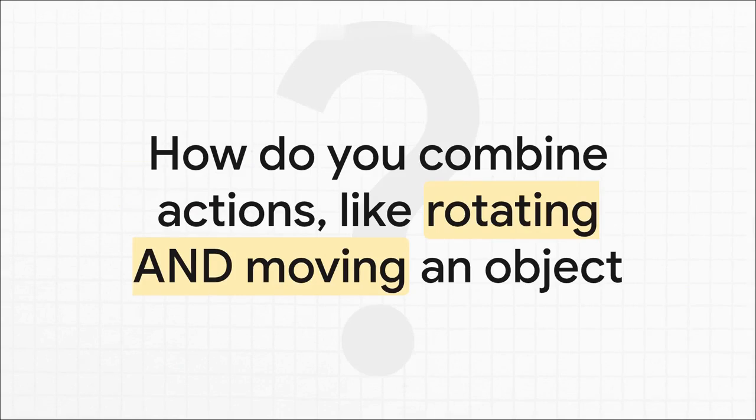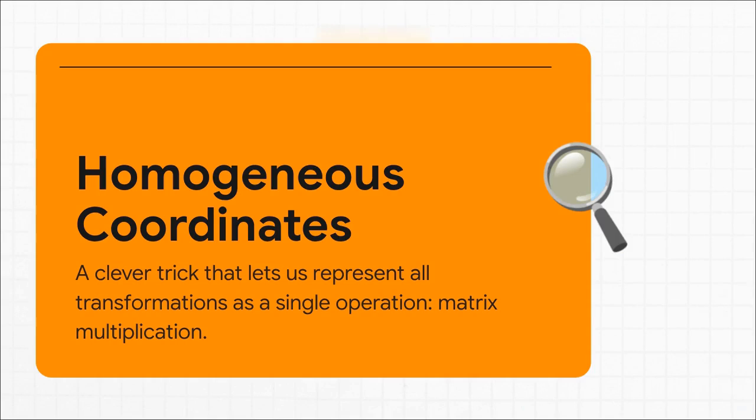But here's where we hit a snag. The simple addition we used for moving things around, it doesn't really play nice with the multiplication we use for rotating and scaling. It's like trying to speak two different languages in the same sentence. It gets messy. How can we tell an object to spin in place and fly across the screen, all in one smooth, unified command? The answer is this absolutely genius mathematical trick called homogeneous coordinates.